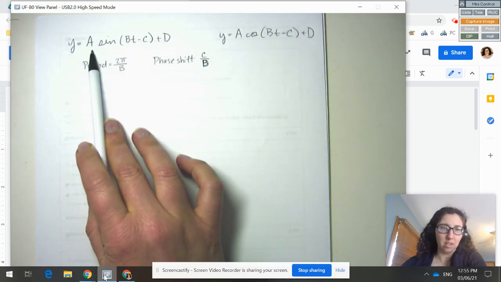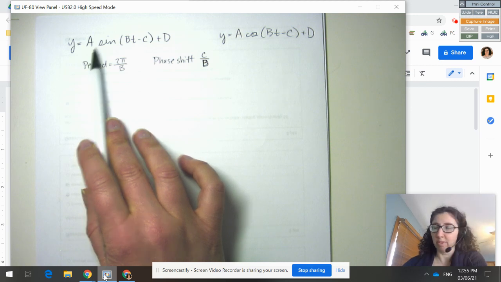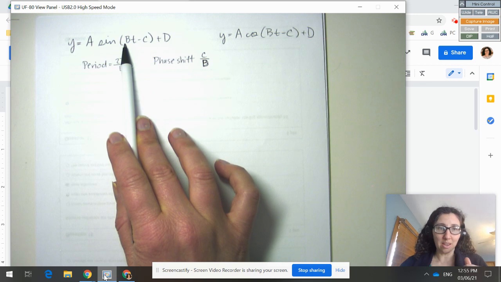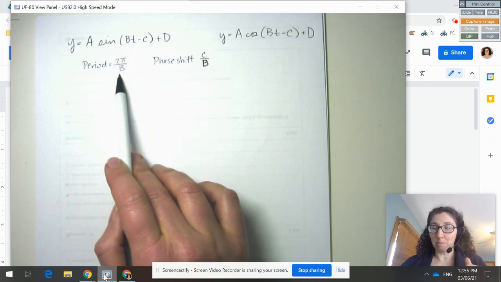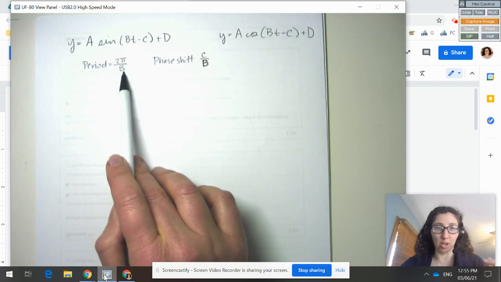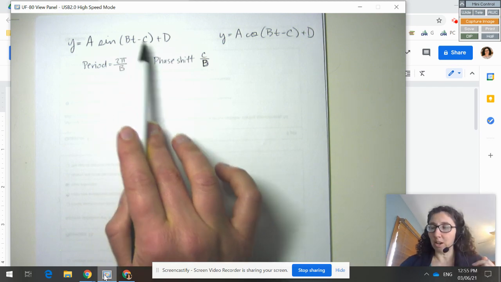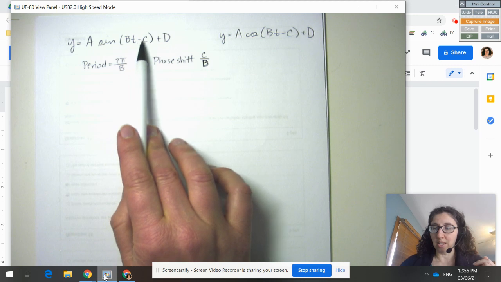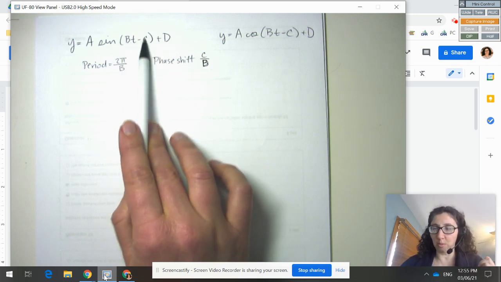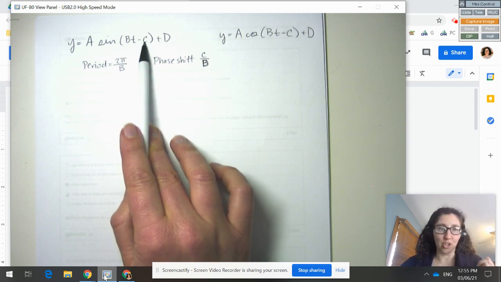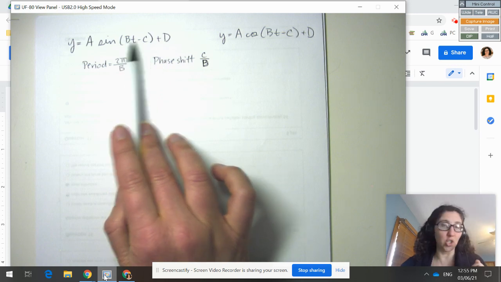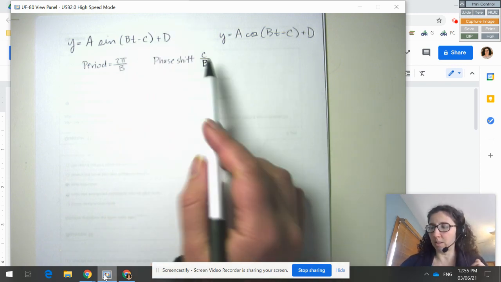Where A is our amplitude, D is our vertical shift, B, so 2 pi divided by B is our period, right? Or we could say B equals 2 pi divided by period, either way. And our phase shift is C divided by B, right? If we factor B out of both of these, we end up with C divided by B as our phase shift here. Okay, so it's not just C, it's that phase shift. It's that ratio between C and B. This is a B, not a D.